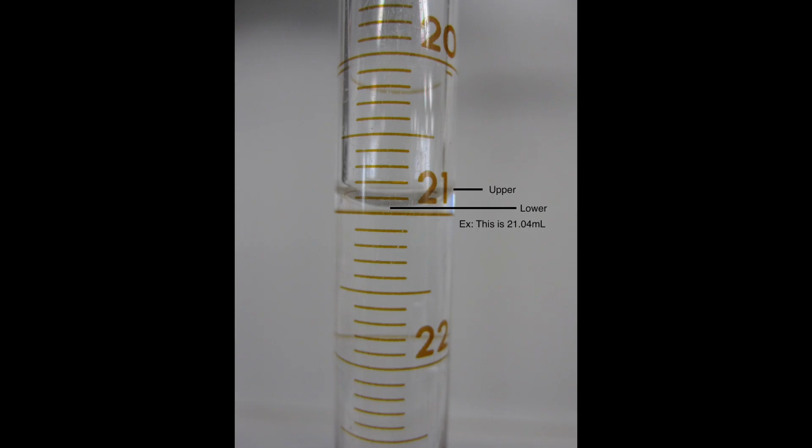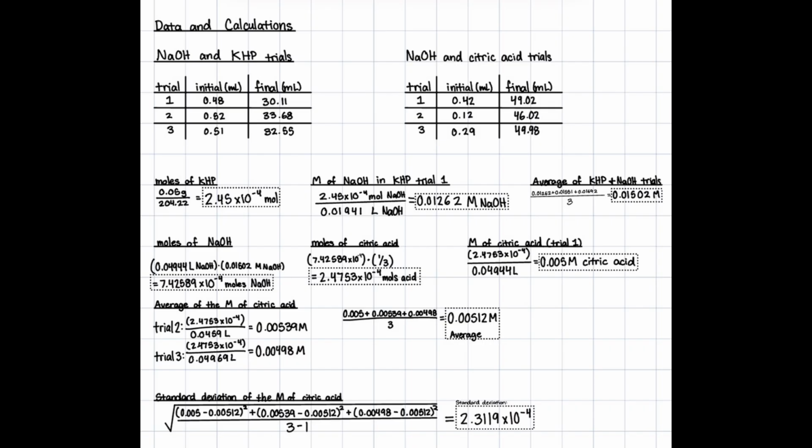At the end of each of the trials, you will need to record the remaining volume of titrant present in the burette. You will do this by reading the meniscus and recording the volume to 2 decimal points as previously explained. From our data, we were able to calculate that the molarity of citric acid has an average of 0.00512 molar, and the standard deviation of the molarity of citric acid is 2.3119 times 10 to the negative fourth.